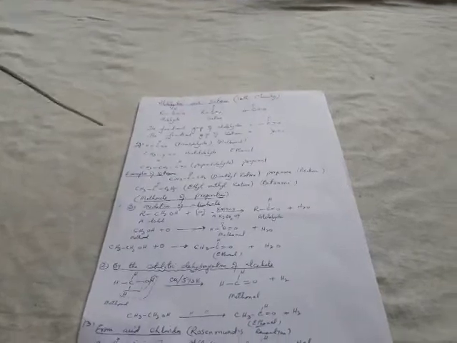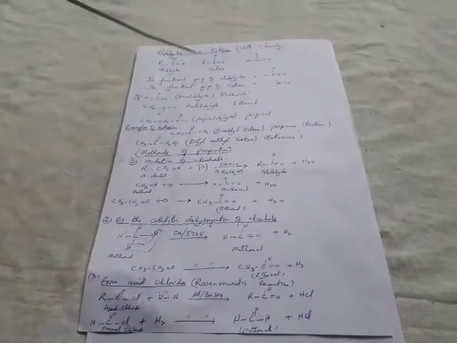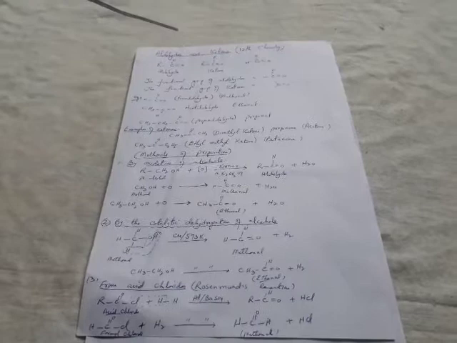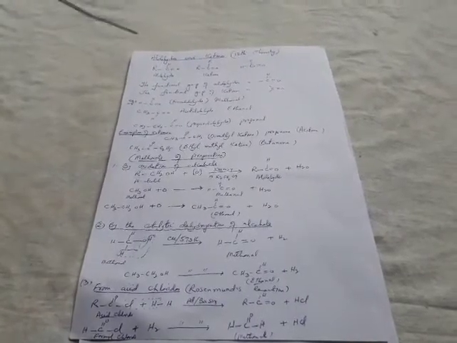Now, as far as aldehydes and ketones are concerned, both these classes of compounds contain a carbonyl group, that is a C=O group. So they are collectively called carbonyl compounds.